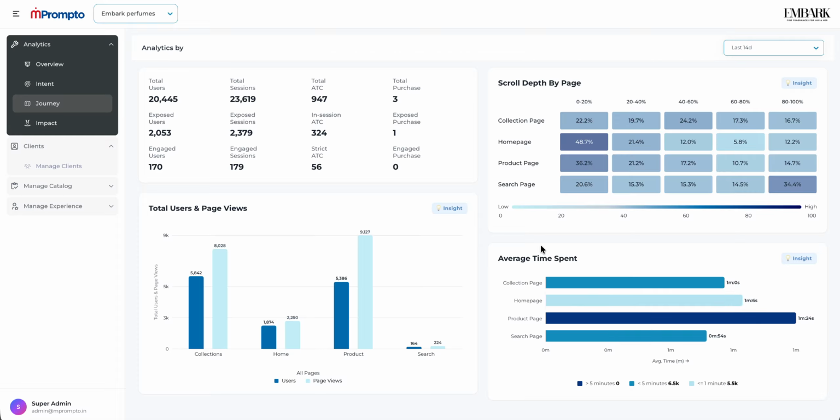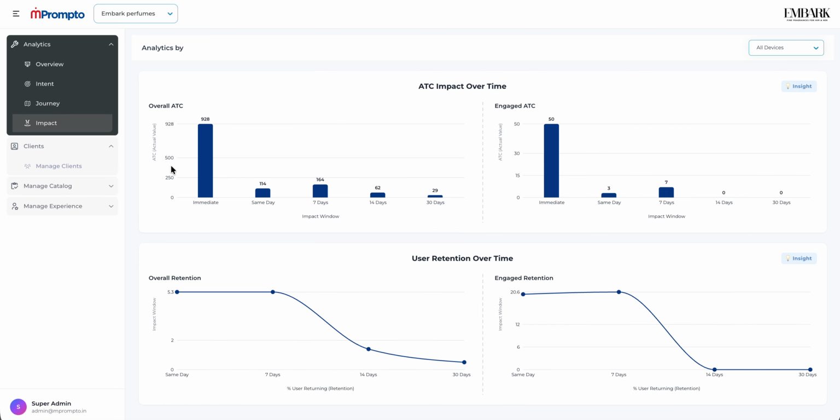This is a section that shows you what journeys users are taking on their site, influenced by mPrompto and not influenced by mPrompto also. Then the last part, which is impact, we show you how our overall ATC has been performing for people who come on the immediate day, on the next day, on 7 days, all of that. So you get to see all of those details, and you also get an overall retention graph of people who have come back after 7 days and such.